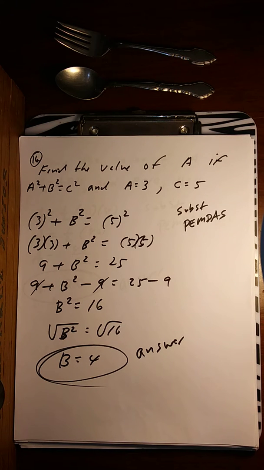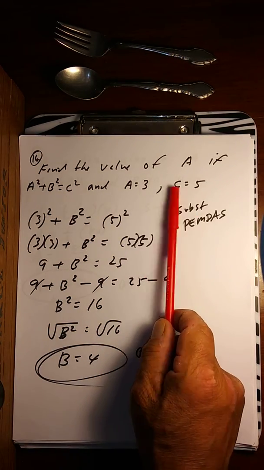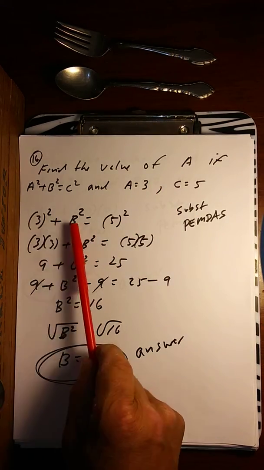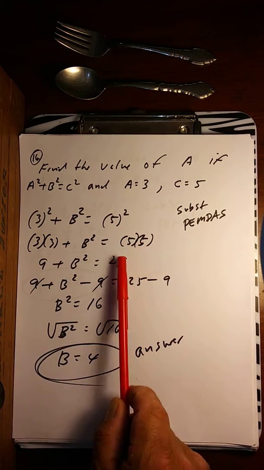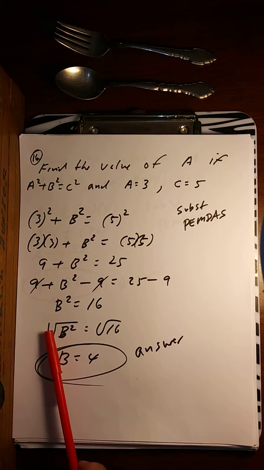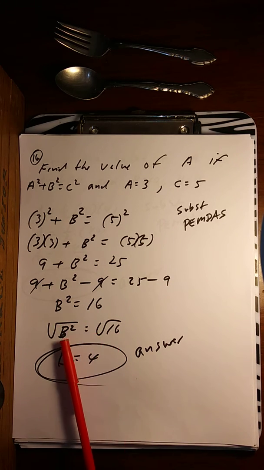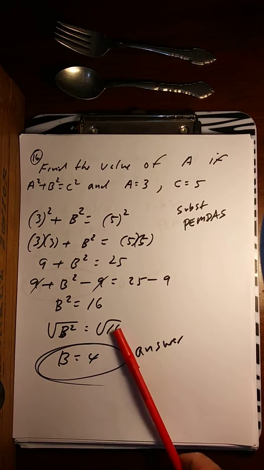Find the value of B if A squared plus B squared equals C squared, and A is 3, C is 5. So put them in there. 3 there, B squared, and 5 squared. 3 times 3 is 9, 5 times 5 is 25. Subtract 9, 9. So B squared is 16, square root of B squared is B, and that's going to be B equals what? 4. Because 4 times 4 is 16.